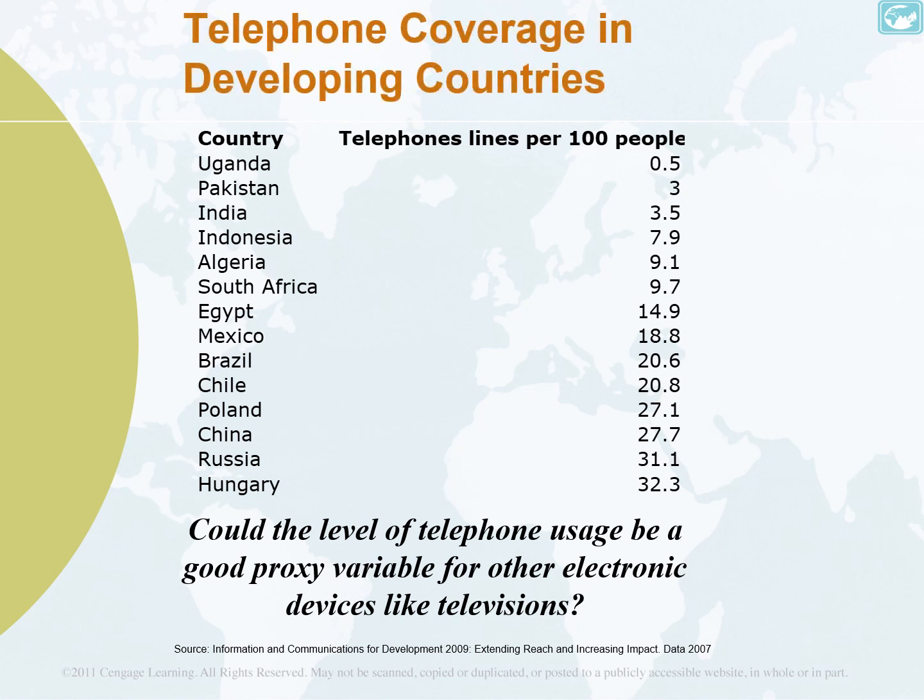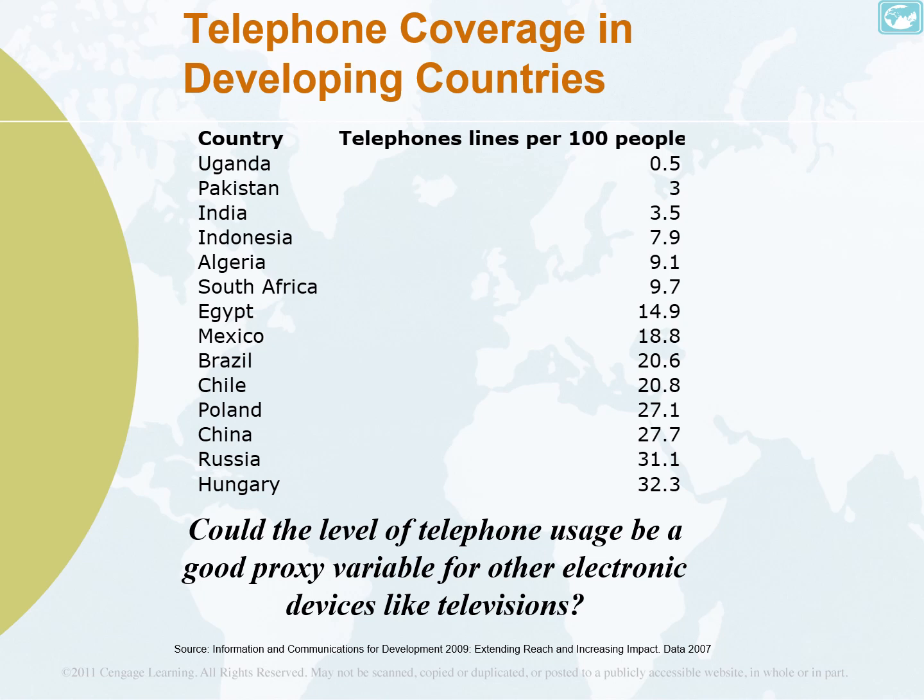For example, this table, this is the older table though, right? This table shows the telephone coverage in developing countries. That's the telephone lines per 100 people. You can see from as low as 0.05, half a line per 100 people. That's one phone line per every 200 people. Pakistan is 3, India 3.5, all the way to Hungary 32.3.